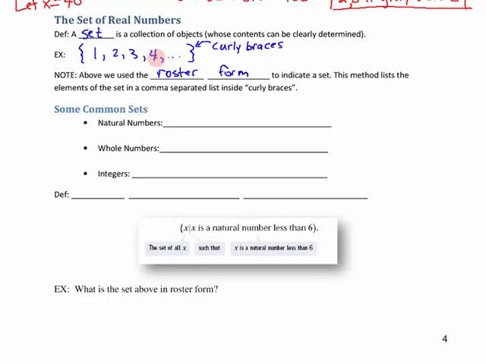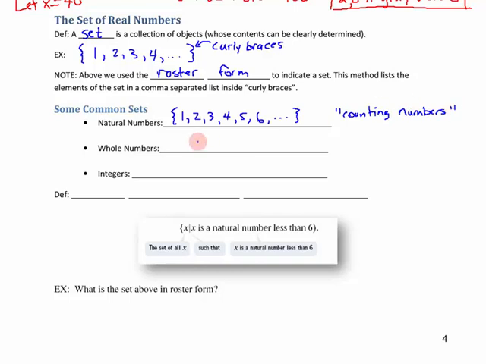Okay? Now let's talk about some of the most common sets that we work with in mathematics. One set is the natural numbers. That's the most basic of all sets. It is the set 1, 2, 3, 4, 5, 6, and so on. It's the same set I just wrote up here as an example. Notice it starts at 1 and begins the counting. It's counting numbers. It's the first numbers we learn whenever we're children, right? Because we begin counting on our fingers.